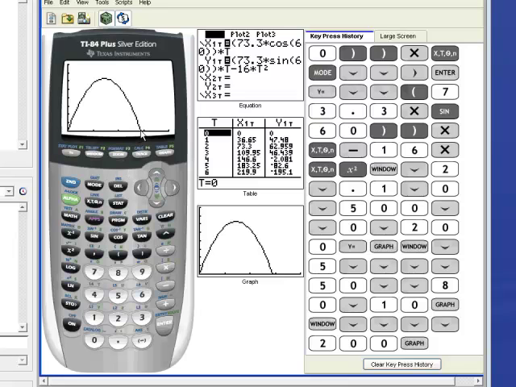Apparently it goes for a little less than 5 seconds or so. I could actually trace it if I wanted to. Actually, we can kind of see it on the side here, in the table, that after close to 4 seconds, that's when it hits the ground at a distance of almost 150 feet. There better be a net there.